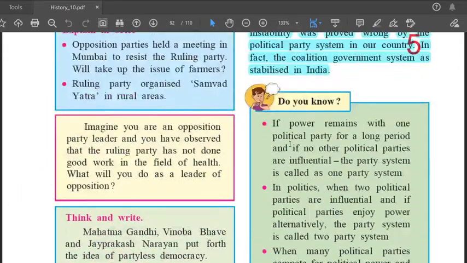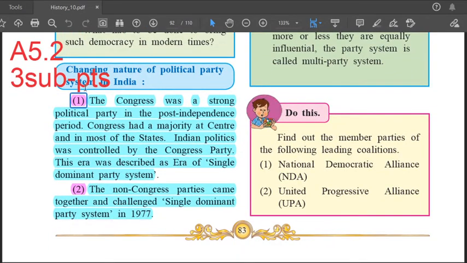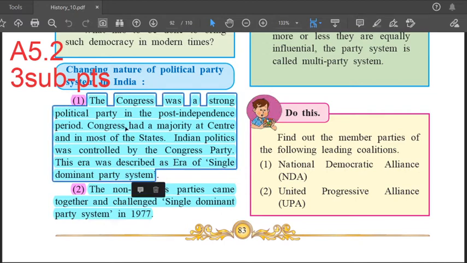Page number 83, left hand side. Changing nature of political system in India. In that we'll see the first point. That's the first point which is printed in the textbook and also the first point of our answer. The Congress was a strong political party in the post-independence period. Congress had a majority at centre and in most of the states. Indian politics was controlled by the Congress party. This era was described as the era of single dominant party system.